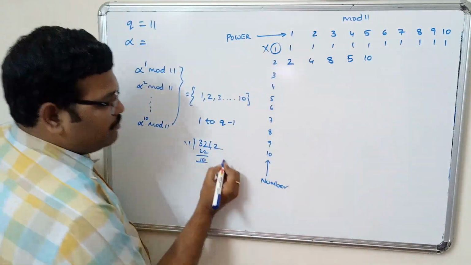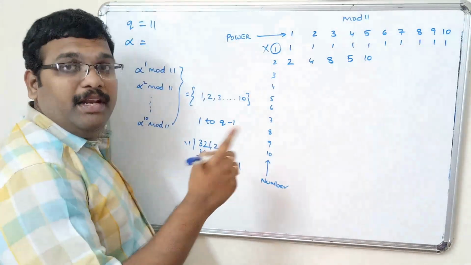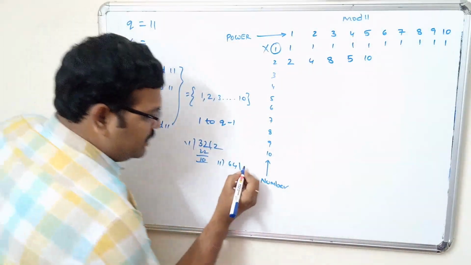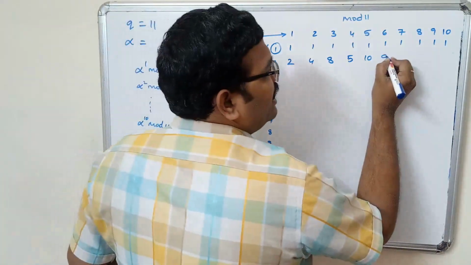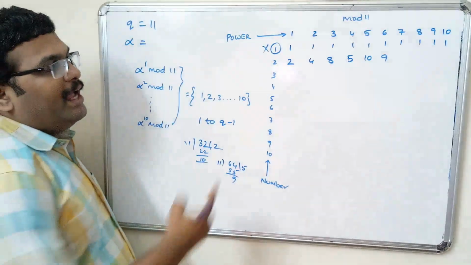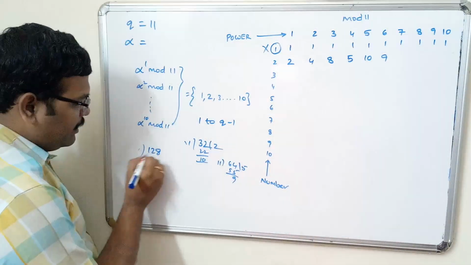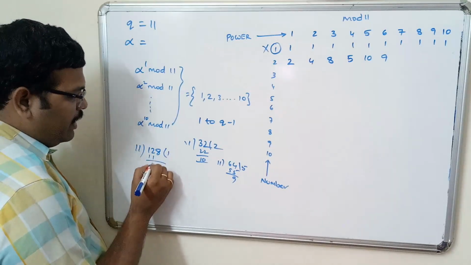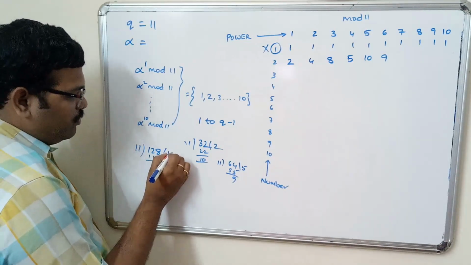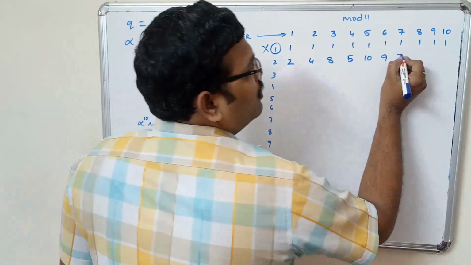2 power 6 means 64. 64 mod 11: 5 elevens are 55, the difference is 9. So the remainder is 9, so the value will be 9. And 2 power 7, 128 mod 11. 11 elevens are 121, so the difference is 7. So we got a 7.